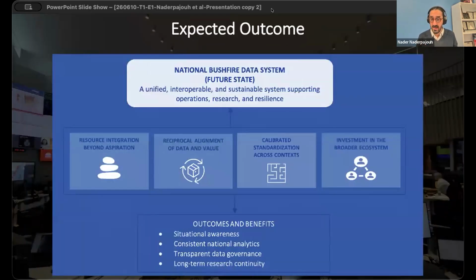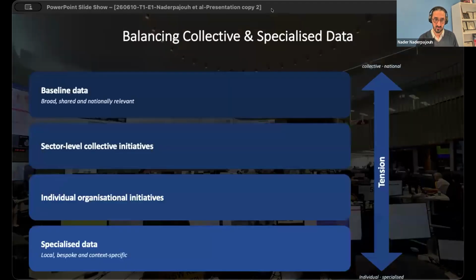So the outcome and benefits of having such a national database is this situational awareness, consistent national analytics that we would have, transparency of the data governance, and long-term continuity of better understanding of the actions associated with response to bushfire.